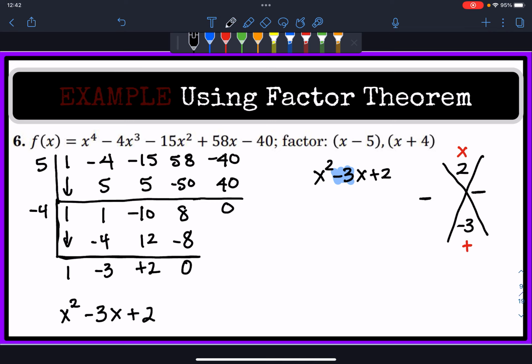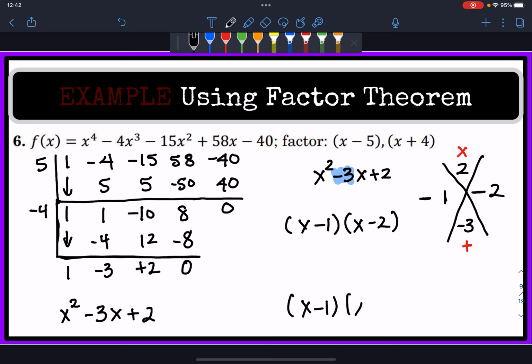And this one's pretty simple. 2 is a prime number. The only factors of 2 are 1 and 2. Negative 1 times negative 2 is positive 2, and negative 1 plus negative 2 is negative 3. So my factors are x minus 1 and x minus 2. And since our leading coefficient is 1, we're going to divide by 1, and in that case, nothing happens. They're not going to change. Negative 1 divided by 1 is still negative 1, and negative 2 divided by 1 is still negative 2. So the remaining factors here are x minus 1 and x minus 2.